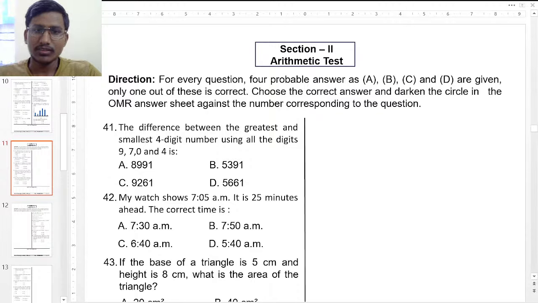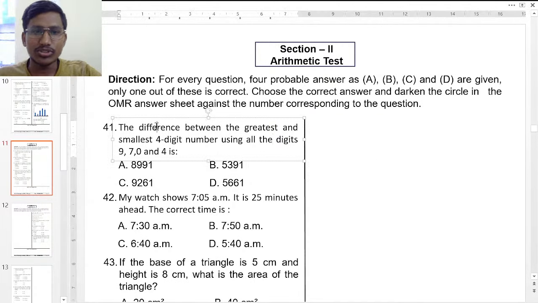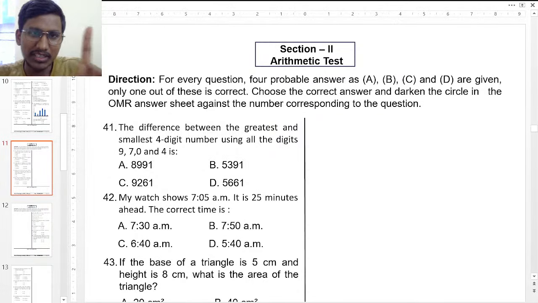So let us solve the first question, 41. What is the question? The difference between the greatest and the smallest 4-digit number using all the digits 9704 is. So let us see how to solve it. Very easy, isn't it? I will give you 1 minute. You have to solve it and tell the answers in the comment. After that I will solve it.